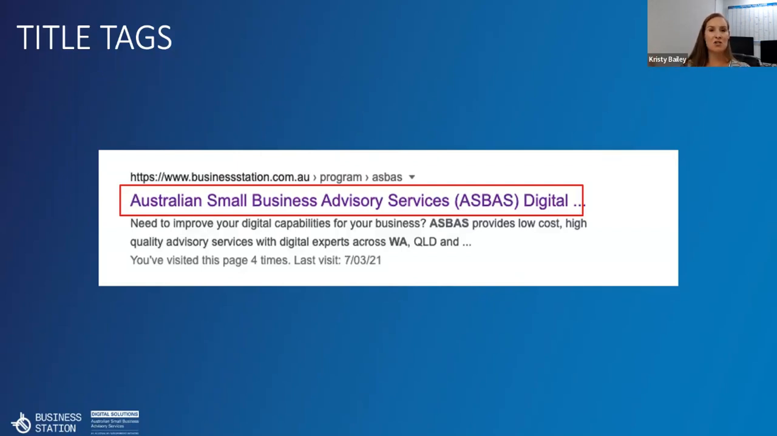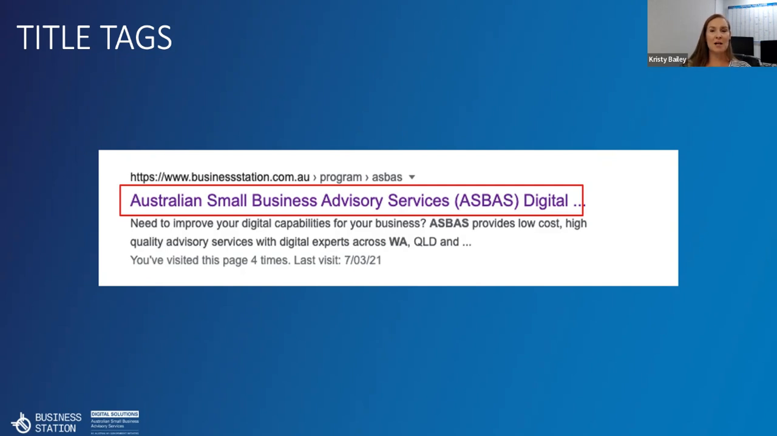But in addition to that, it can heavily influence people that have searched terms and they're assessing what results they want to go with. If it's more appealing, it's a lot more likely to be clicked and someone therefore goes through to that page of your site, because that's really your ultimate goal.